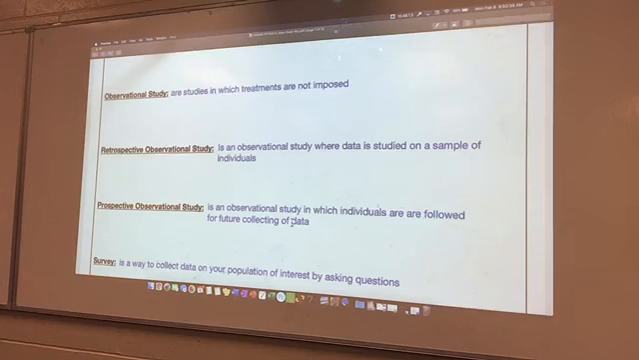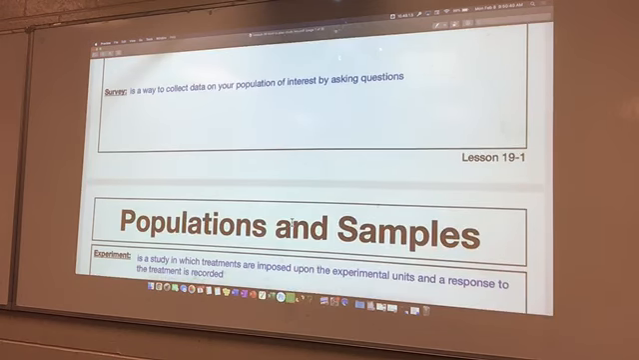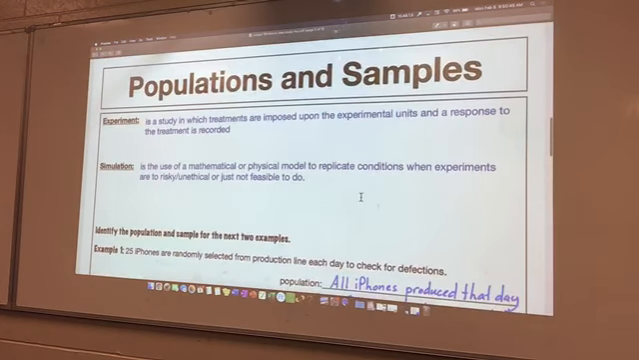All right, then you have, of course, you know what a survey is. All right, so let's scooch on down to experiment and simulation. So simulation is something that is used in mathematics when it can become dangerous, risky or even unethical. So they'll do a simulation instead of the other part.